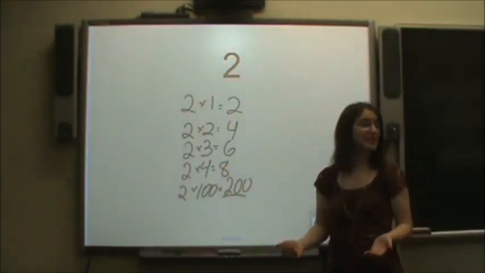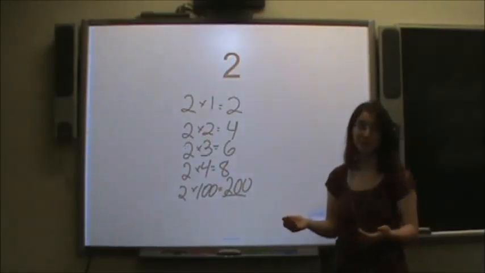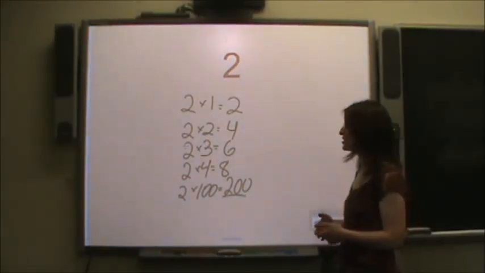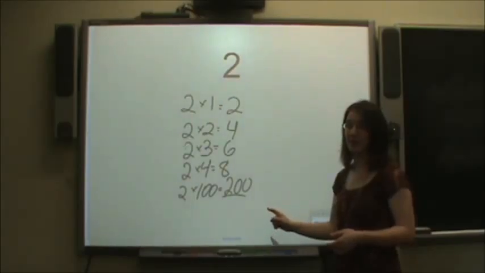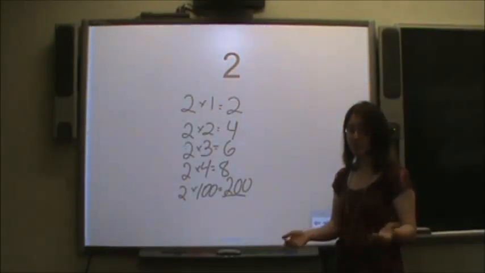There are an infinite number of multiples that you may have found, so I'm not going to put all of those on the board because that would be impossible. But as long as you multiply 2 times another number and wrote down that product, that is a multiple of 2, so that would be correct.